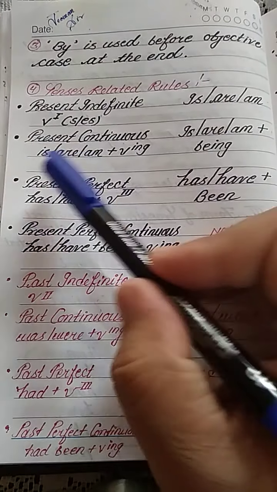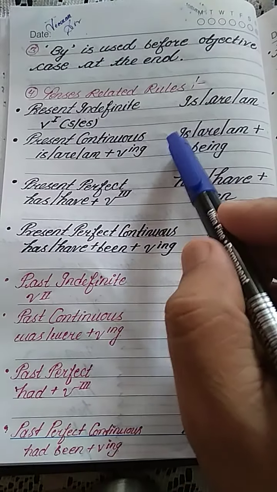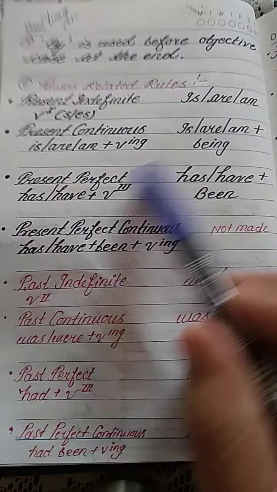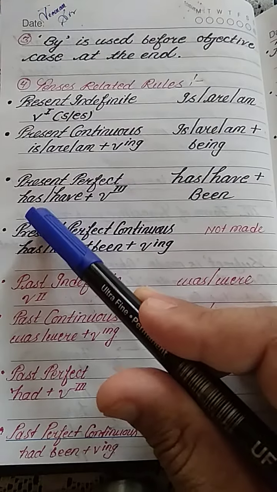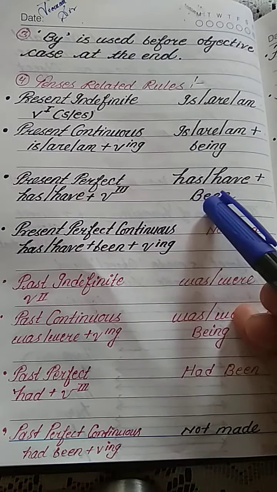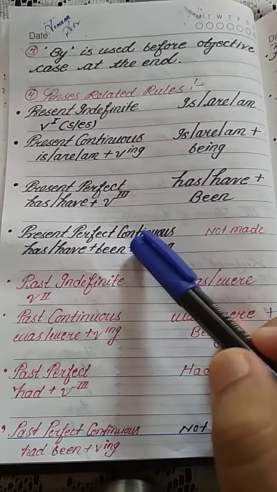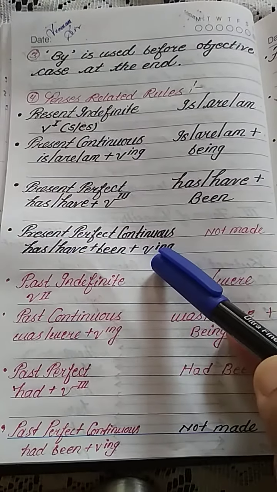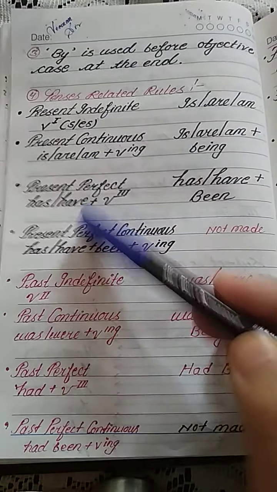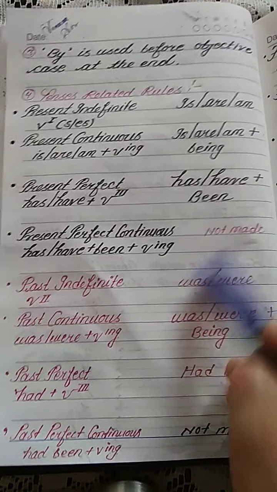Second, present continuous: is, are, am plus ing. If you see is, are, am plus ing, it is converted into is, are, am plus being, then the third form. Present perfect has or have plus third form; it will be converted into has or have plus been, then third form. If the sentence is in present perfect continuous, has or have plus been plus verb ing, it is the identification. Here the identification of the particular tense has been written by me. There is no change in it; it is not converted.